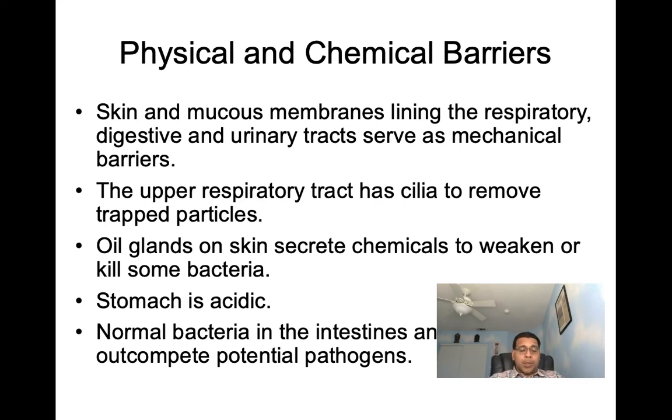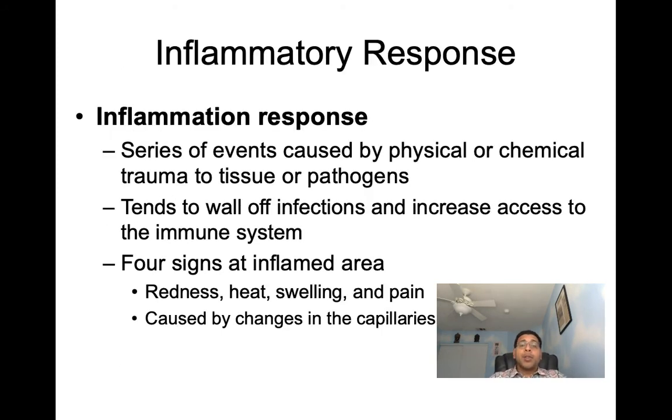When we talk about secretions, the secretions of oil glands contain chemicals that have the ability to kill bacteria. The stomach has an acid pH, which is also able to kill many bacteria. And this will also include the various bacteria that normally reside in the intestine and other areas such as the vagina.